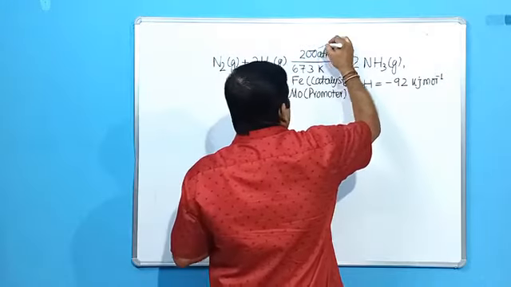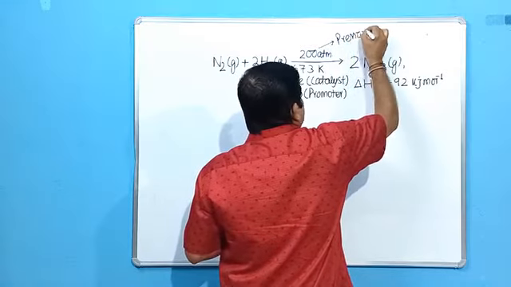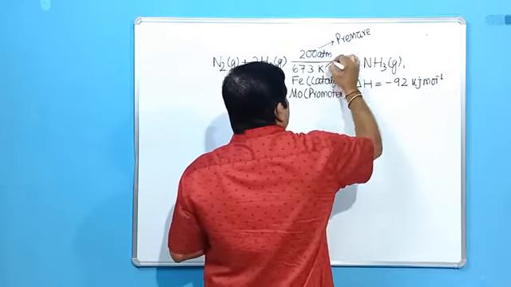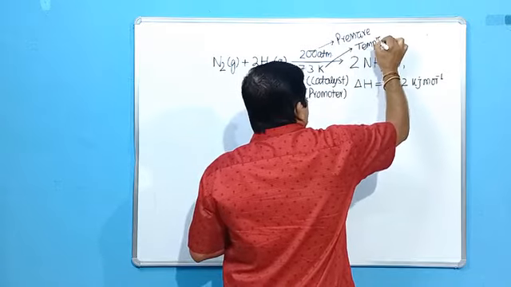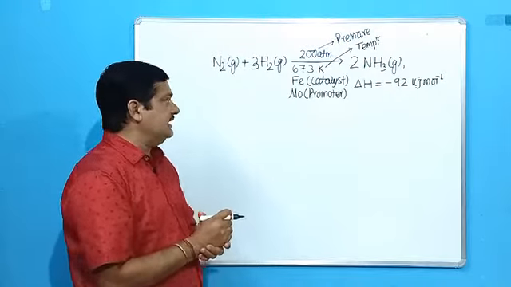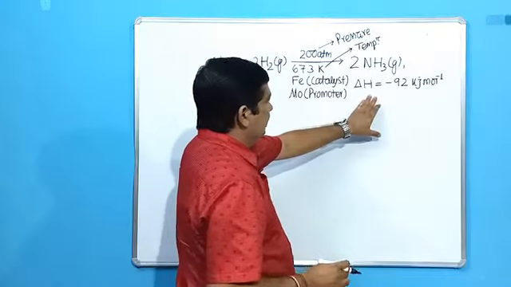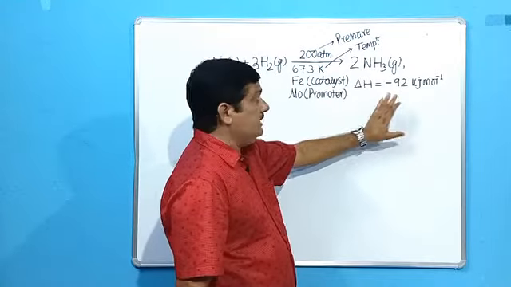200 atmosphere means we have mentioned the required pressure to be maintained for maximum production of ammonia. Then this is the temperature which is to be maintained. Temperature has been given in the Kelvin scale. Madam must have told you what the Kelvin scale is. Then del H. We have mentioned that del H is negative. That means it is an exothermic reaction.